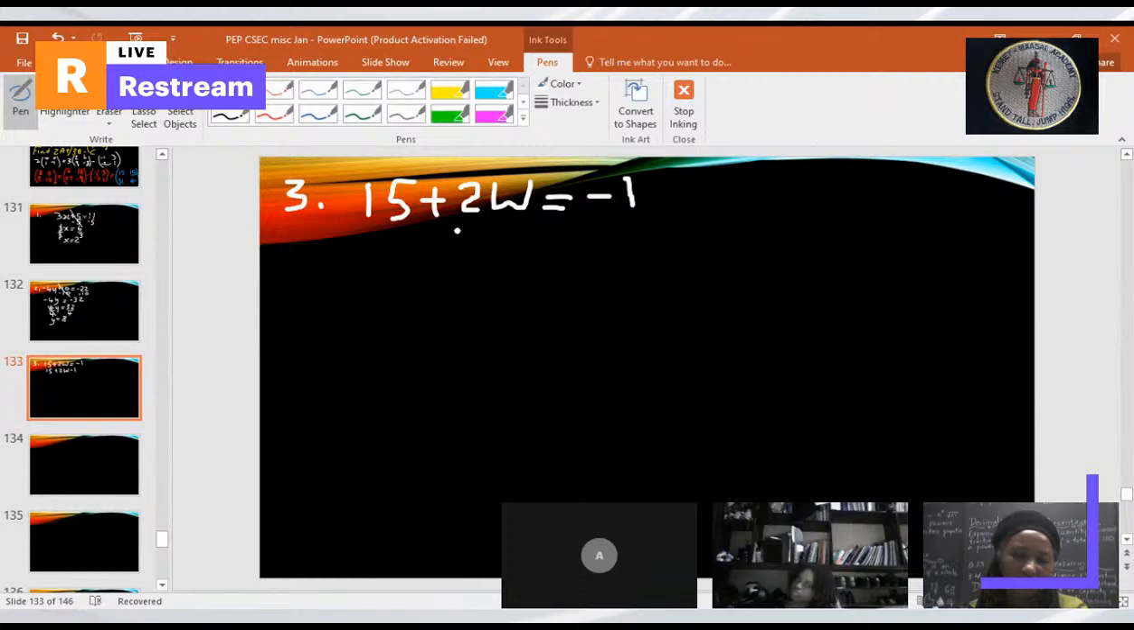Minus 15, Miss. So you're saying carry the 15 across to the right hand side. Since it's a positive 15, when we bring it across, it's now going to be a negative 15, right? Yes, Miss. Okay, so that's one way of doing it. So 2w is equal to negative 1 minus 15.